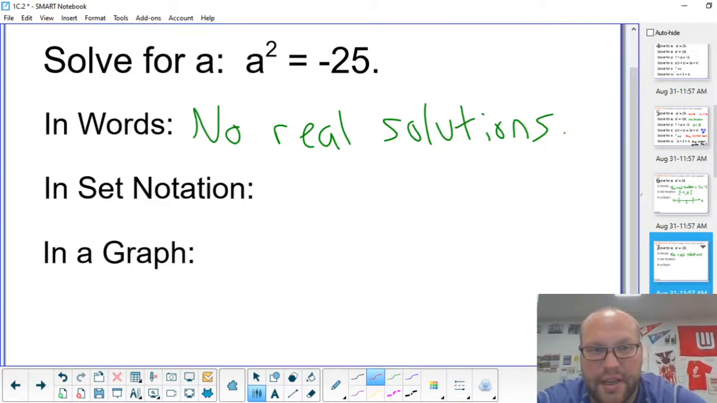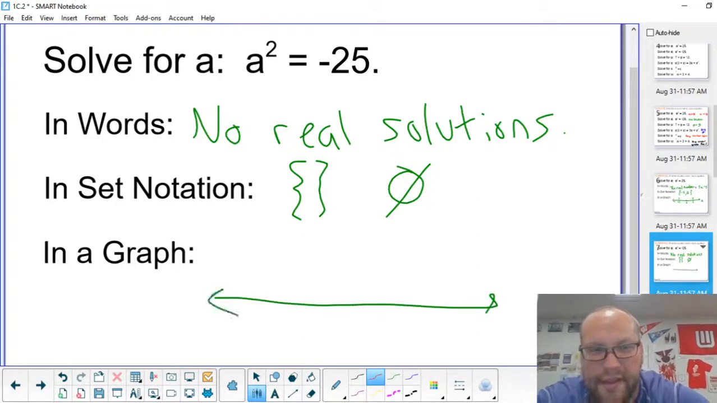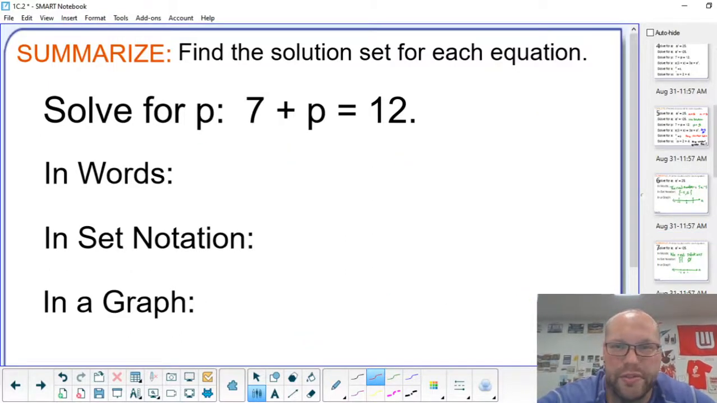The set notation, since no number is in the set, 2 brackets is fine, or a really popular symbol for that is a circle with a slash through it. And the number line is even easier. We graph that. The A is our variable, and there are no solutions. So I'm finished. I usually like to include at least a couple of numbers just to give the person looking at it a sense of where we are. So there's our second case, no solutions or no real solutions.